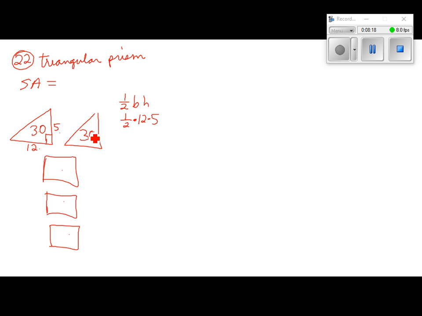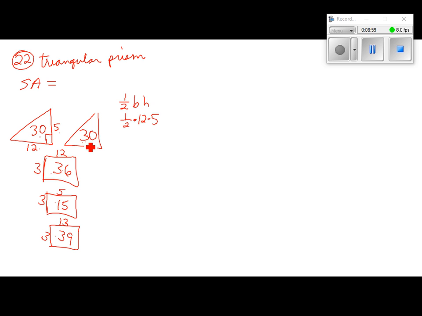Now for the 3 rectangles, we just got to find the length and the width on each one. If I look at the bottom rectangle, it looks like it's 3 by 12. The rectangle going up and down looks like it's 5 by 3. And then the slanted rectangle on the triangular prism looks like it's 3 by 13. And you just multiply those together, that's 36, that's 15, and that's 39. And we're just going to add all those areas up to get the total surface area.